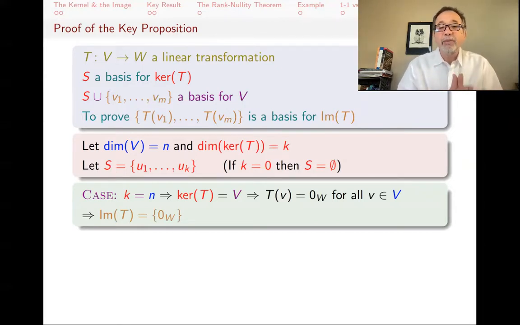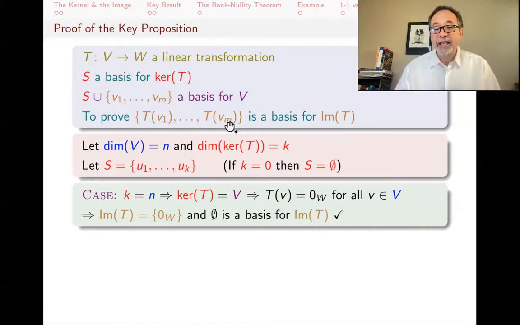Well, in that case, when I want to extend S to a basis for V, I don't really do anything. S is already a basis for V. So V1 through Vm is an empty set. And so this set is the empty set, because when I want to go through these extra elements and find their image, there's nothing to find. So I don't find anything on the other side. And the empty set is a basis for the image. So in this almost ridiculous special case, the theorem works as long as we think about the empty set as a basis for the image, so we don't have to make a special case for that.